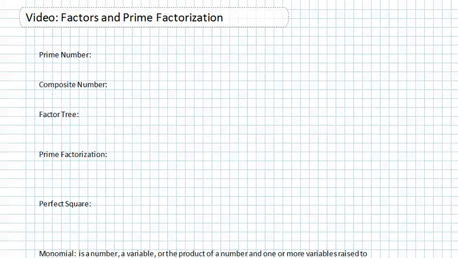This video is called Factors and Prime Factorization. Let's start by defining a few terms. Prime number. A prime number is a number that has factors of only one and itself.